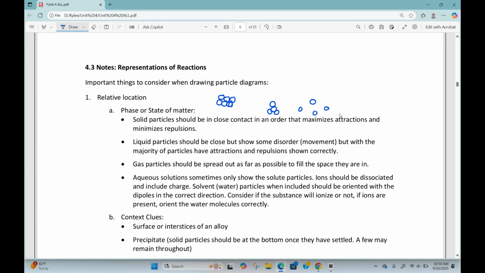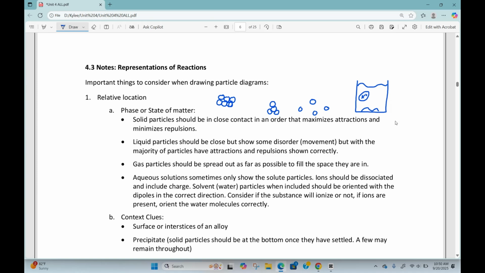If I have something that is aqueous, I should only show the ions. Remember, aqueous means in water. I should only show the ions that would be soluble, and anything that would be a precipitate, we're going to show down at the bottom.